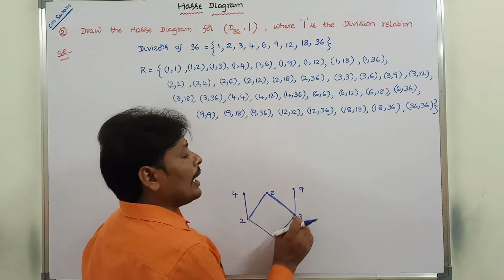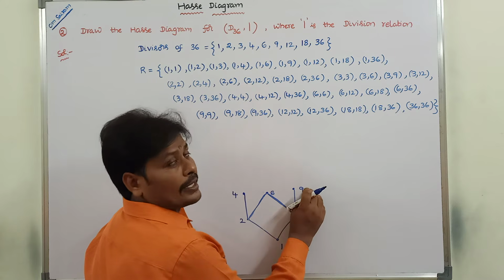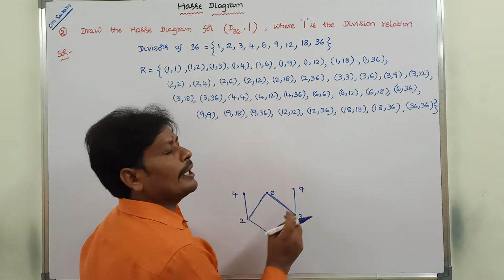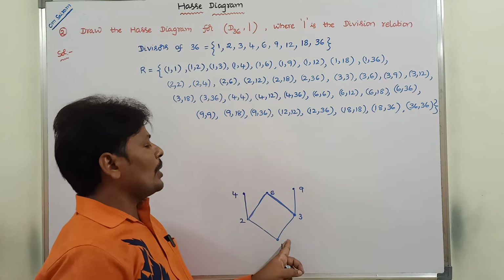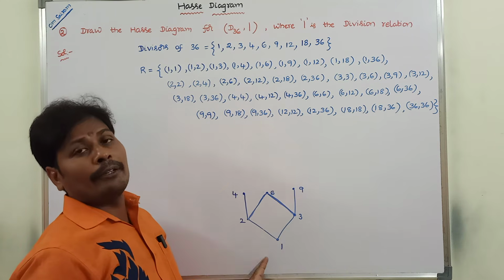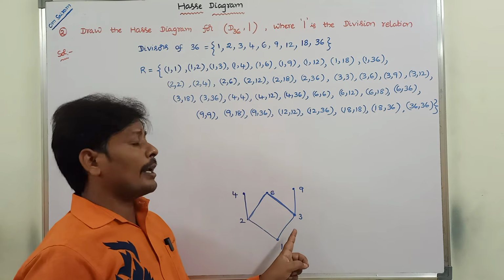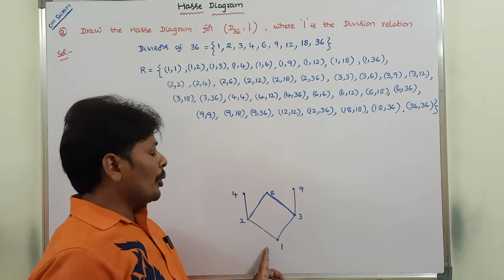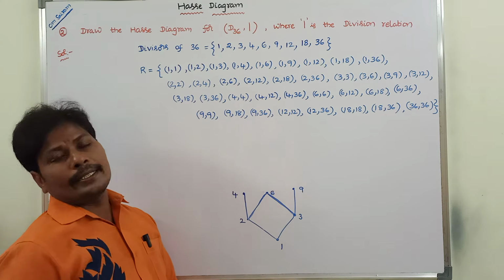1 divides 9, 3 divides 9. According to the transitive property, 1 also divides 9. So there is no need of writing the edge between 1 and 9. Since 1 divides 3 and 3 divides 9, automatically 1 divides 9.